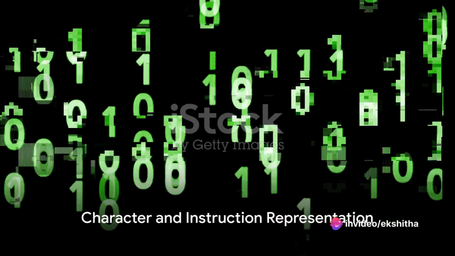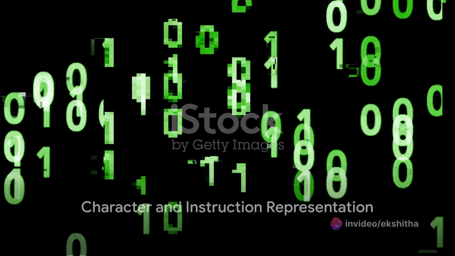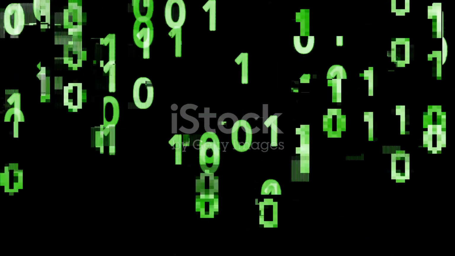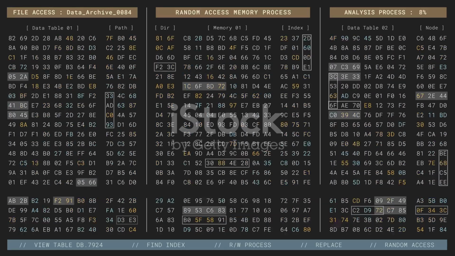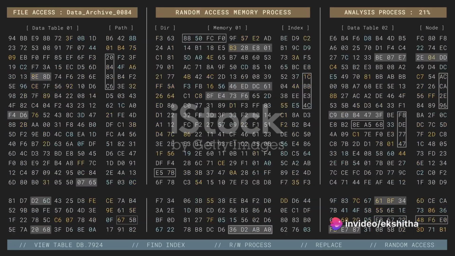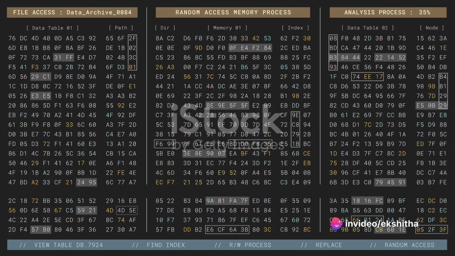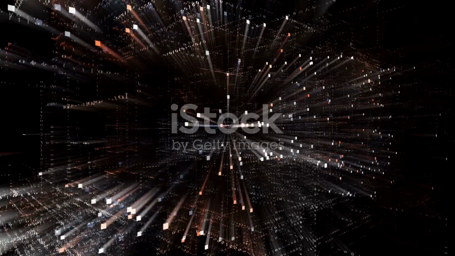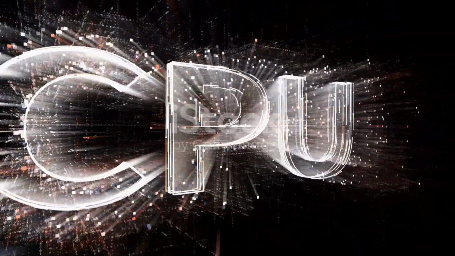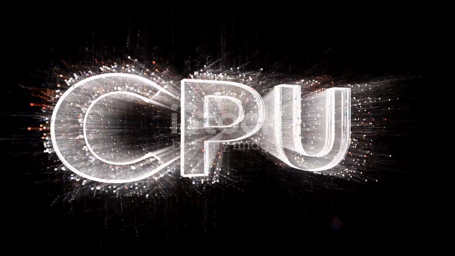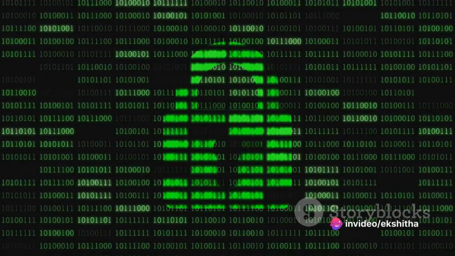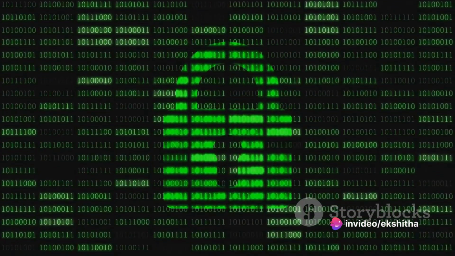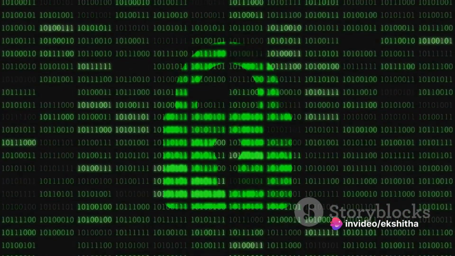Next, we have character representation. Here, character encoding schemes come into play, with ASCII and Unicode being the most common. Each character is assigned a unique binary code, enabling computers to store and process textual data. And what about instructions? These are represented using machine language, consisting of binary patterns that the central processing unit or CPU can understand and execute. These instructions can include operation codes, operands, and various addressing modes.